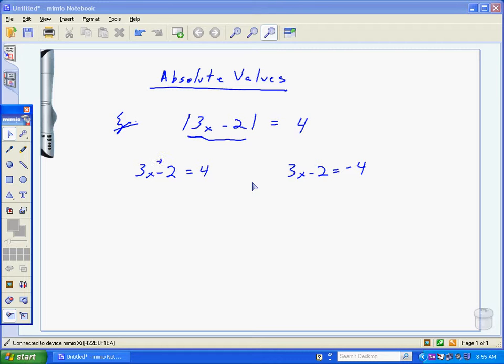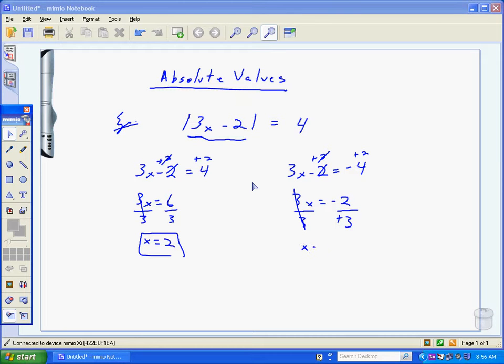In the first one, we'll add a 2 over. So I get 3x equals 6. Divide by 3. x equals 2. So there's the first solution for x. We can do the same thing over here. Add a 2 over, and we get 3x equals negative 2. And divide by 3. x equals negative 2/3. There's our solution.